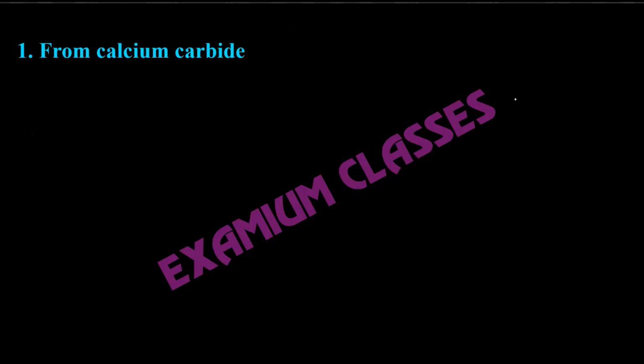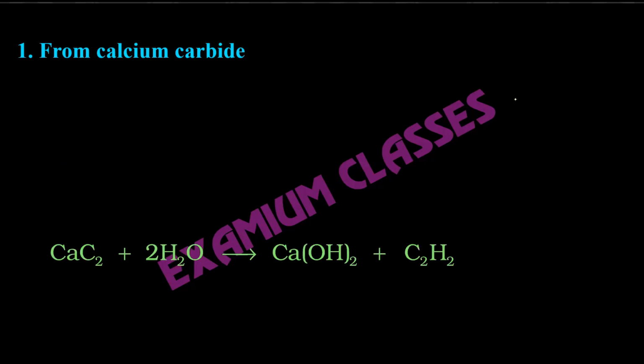So the first one, from calcium carbide, the actual reaction is this one. Calcium carbide reacts with water and gives us slaked lime, calcium hydroxide is slaked lime, and acetylene. Acetylene means we have ethyne. Now the point here is that we have 2 extra reactions here, and those reactions are just to produce calcium carbide. We don't actually store calcium carbide.